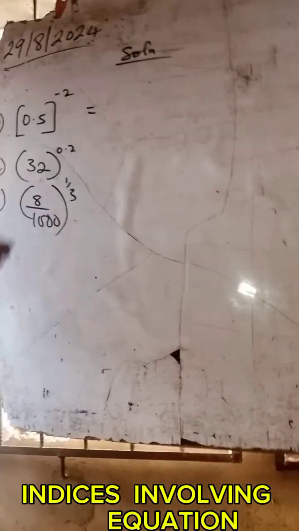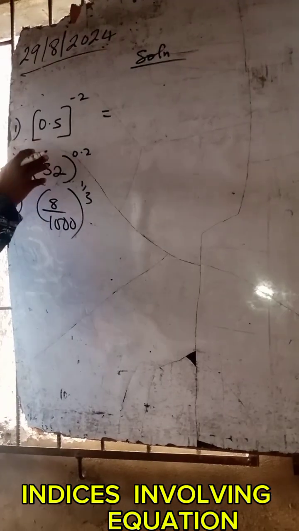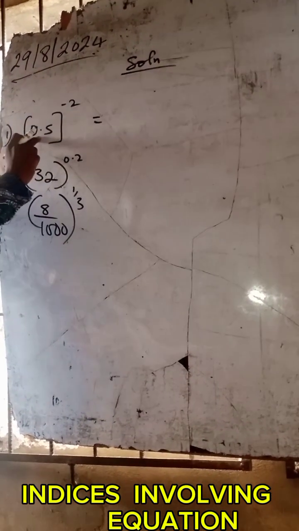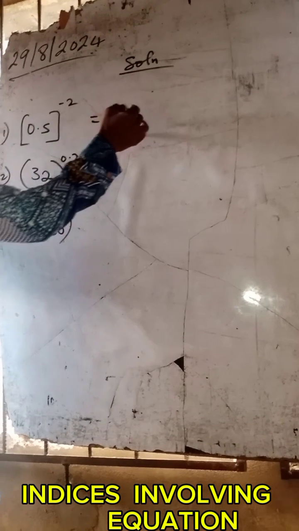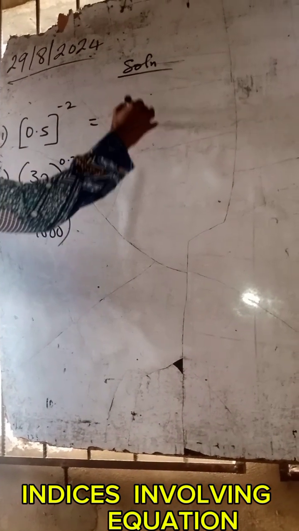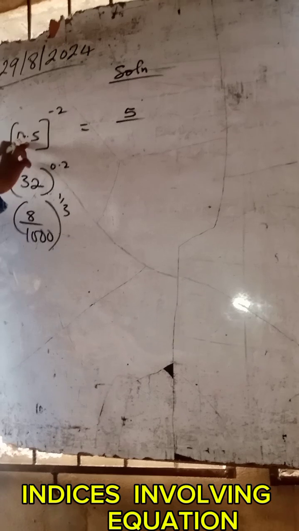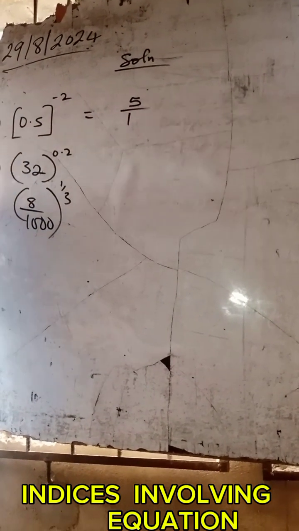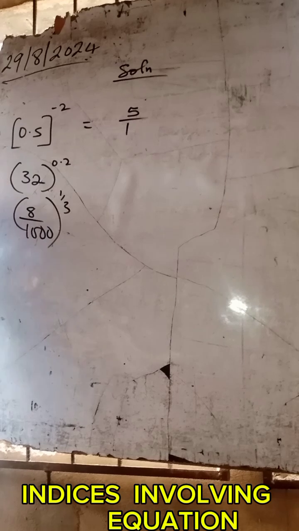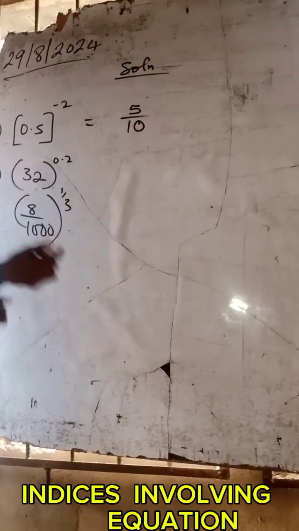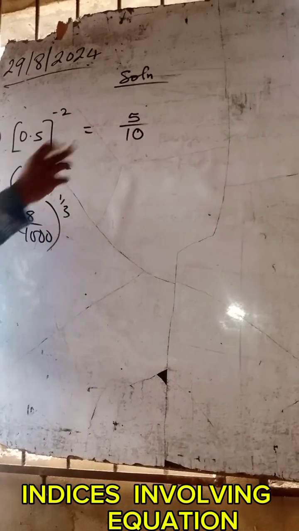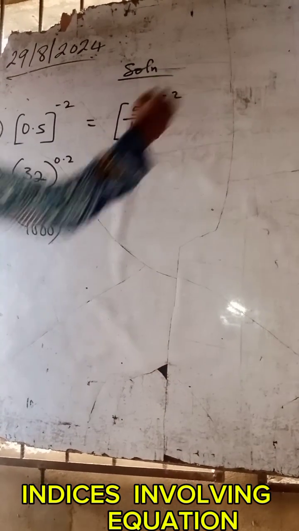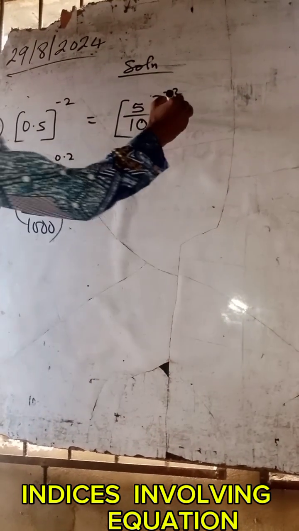Okay, so now this is an indices question. So how do we start? Remember, first of all, convert this decimal to a fraction. So this will give us 5 over 10, since 0.5 is the same thing as 5 over 10. You check the number of values immediately after the decimal point. We just have one value, representing 1 and 0. So automatically 0.5 in fraction is the same thing as 5 over 10. Remember, I put my bracket raised to the power of minus 2. That's the first step.